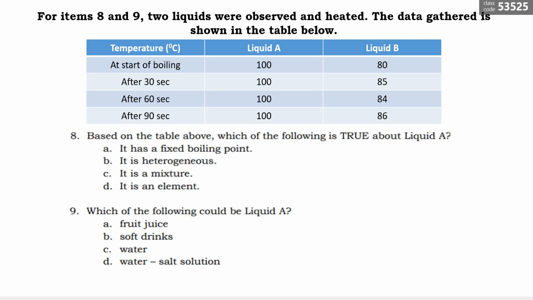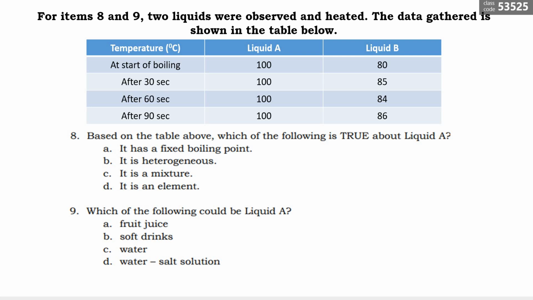So here are the questions. Based on the table above, which of the following is true about liquid A? A. It has a fixed boiling point. B. It is heterogeneous. C. It is a mixture. D. It is an element. Go.